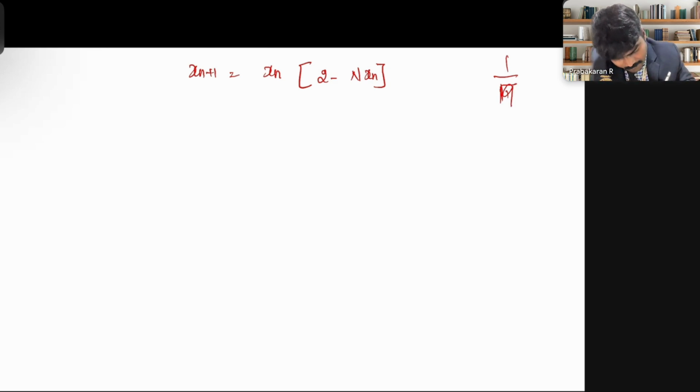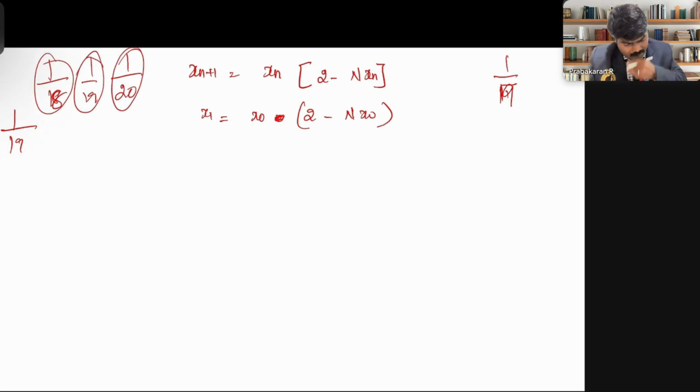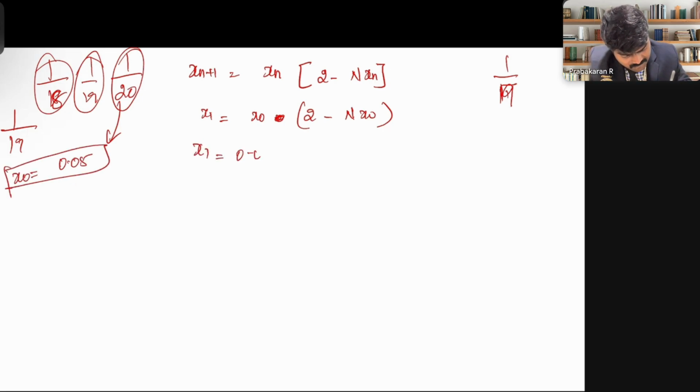If we start the iterations, we have to go with x1, based on the initial point x0, x1 equals x0 times 2 minus n times x0. Since we are trying to find the 1 by 19 value, this lies somewhere between 1 by 18 and 1 by 20. I can take either 1 by 20 or 1 by 18. The 1 by 20 value is nothing but 0.05, so I am going to take x0 as 0.05. So the first iteration is 0.05 times 2 minus 19 times 0.05, where the n value is 19.